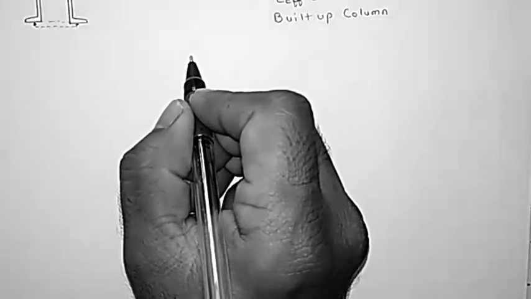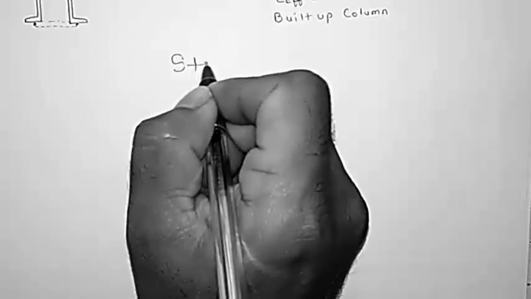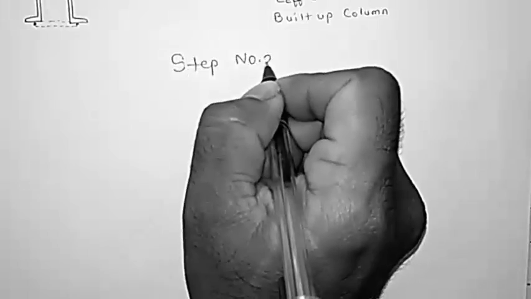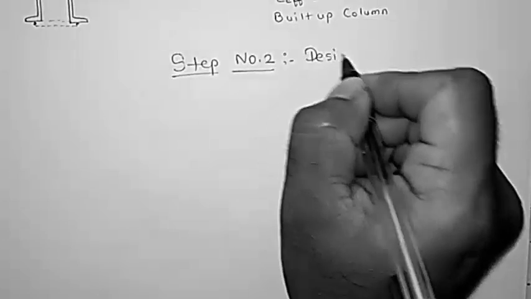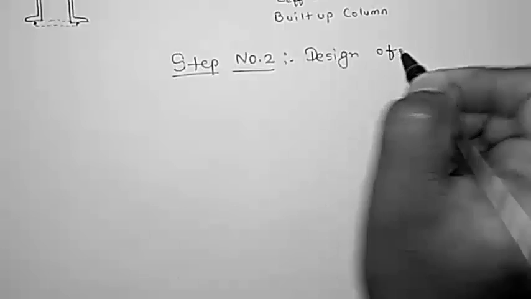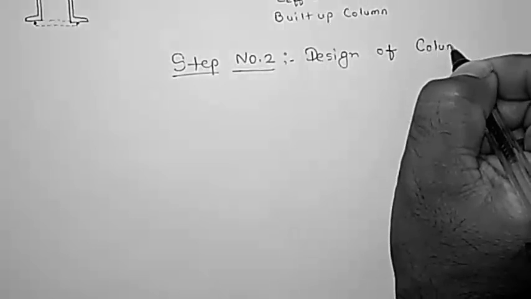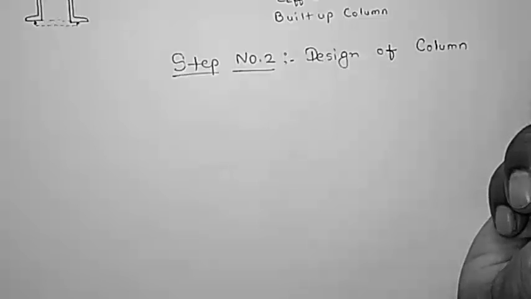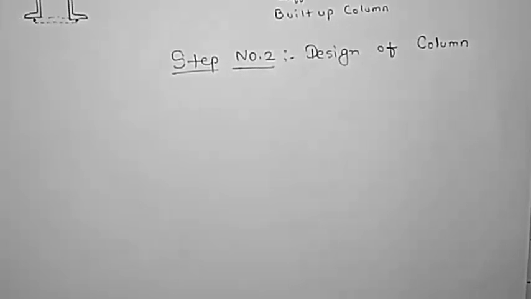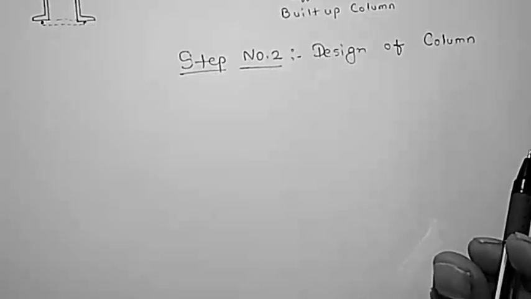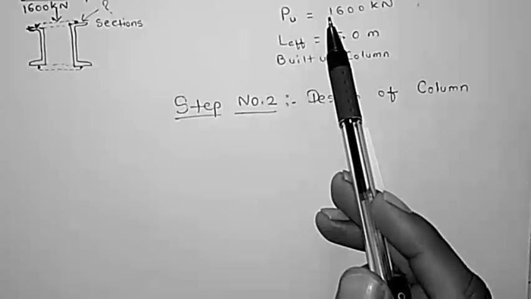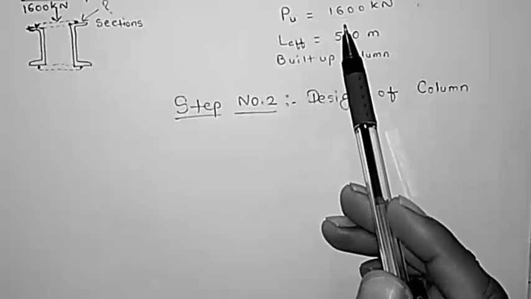Now we'll see the next step, that is the design of column. So I'll first of all write step number 2, that is design of column. So here load is already given, that is 1600 kilonewton, and effective length is also given, that is 5 meter.